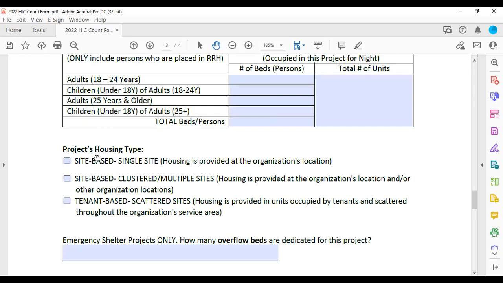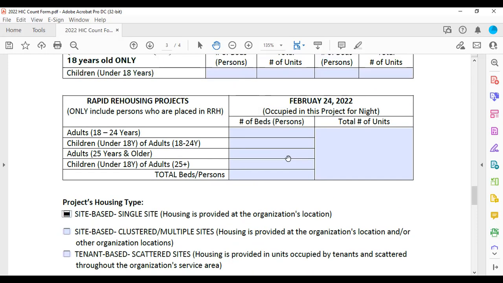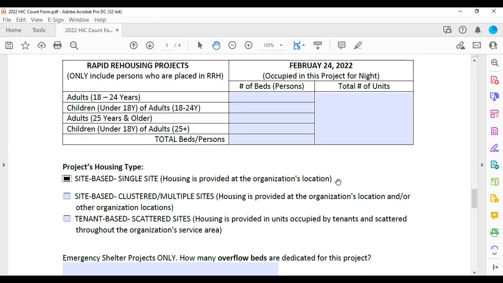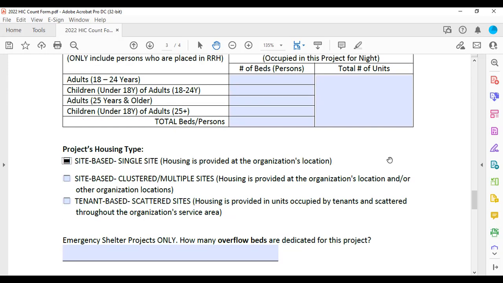So next it asks you, what is your housing type? So yours is a site-based single site, right? So that's why you only have one. And for Seven Hills, for our dorm, that would count as one unit, not 16, right? Well, actually, because they're separate units within it, aren't they? Yeah, so you would count those as separate units for you. Oh, okay.